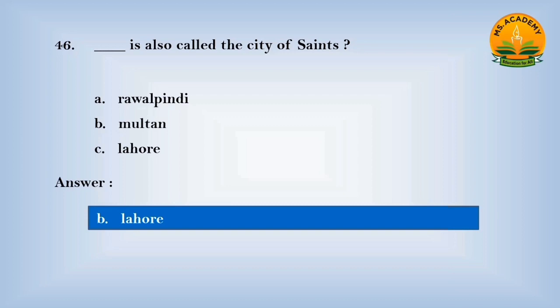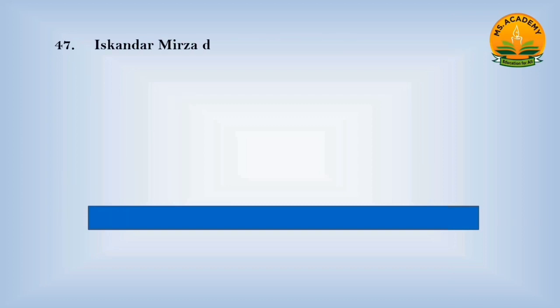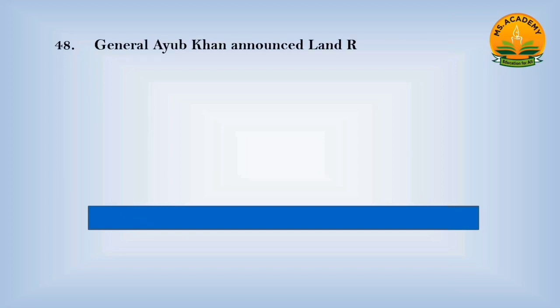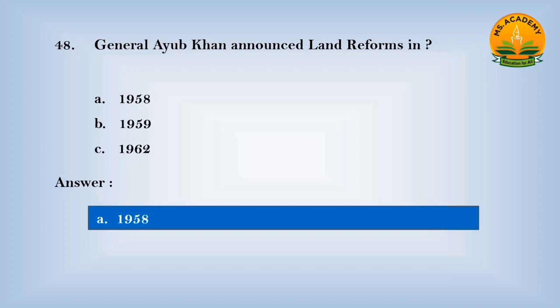Sikandar Mirza died and was buried in Tehran, Iran in A. 1970, B. 1960, C. 1969. Answer is C. 1969. General Ayub Khan announced land reforms in A. 1958, B. 1959, C. 1962. Answer is A. 1958.